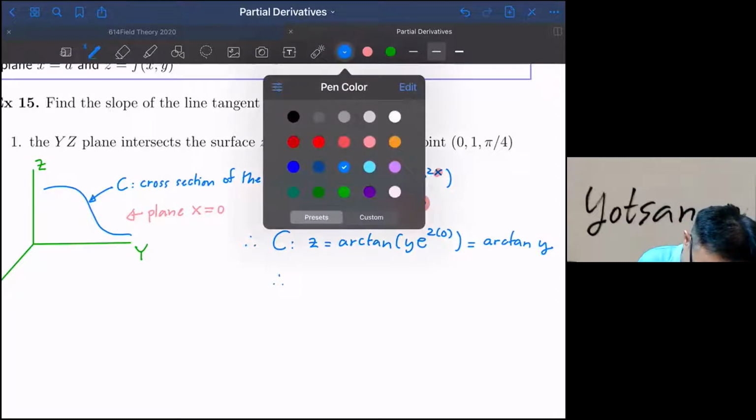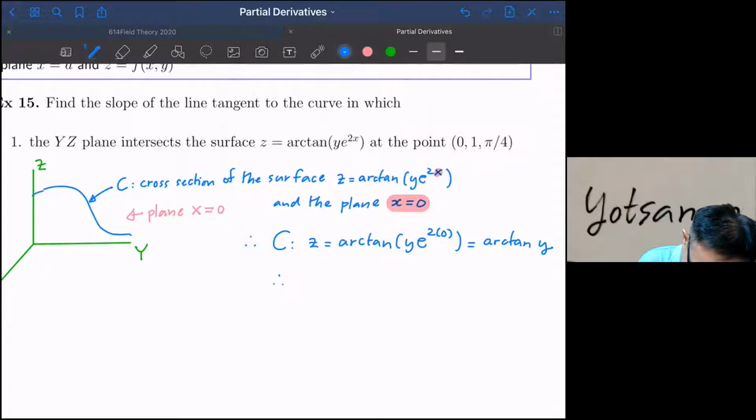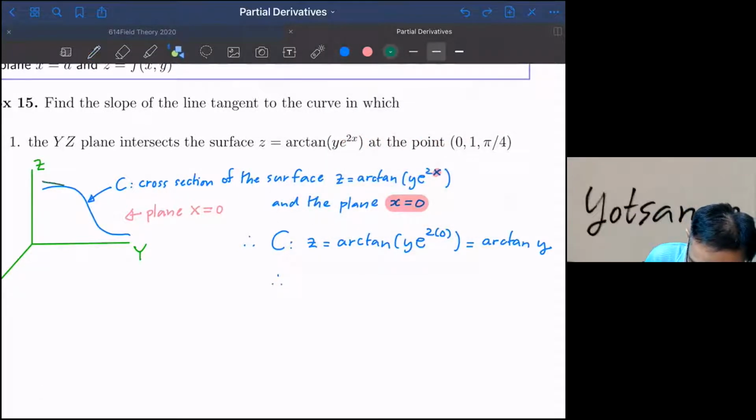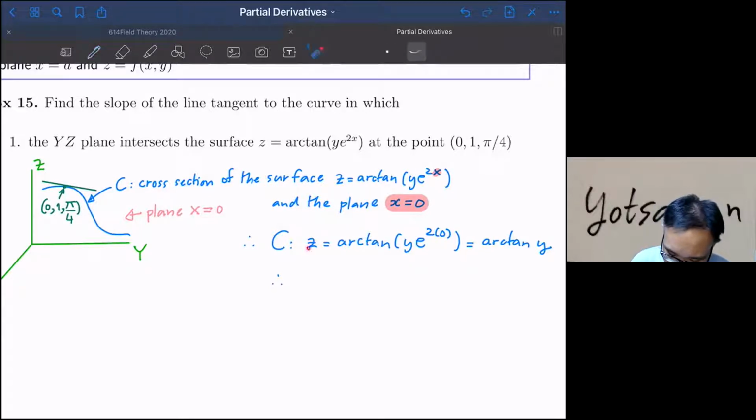Okay, so it's going to be this point. Let me draw the curve here. So it's going to be (0, 1), and we would like to have the tangent line. Let me use something darker. So for this one, it's going to be the tangent line at this point, which is (0, 1, π/4). Okay, so the point is here, which is the tangent point, and you're going to see that you have z equal to arctan y.